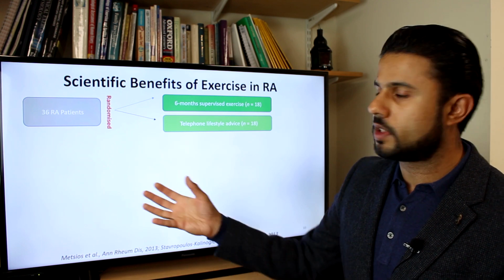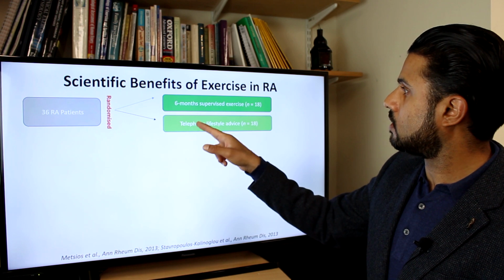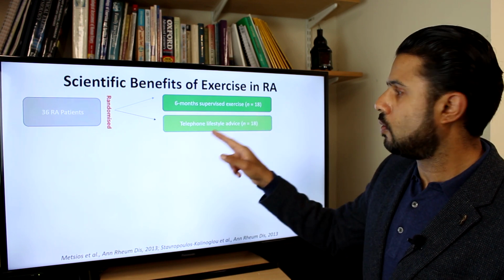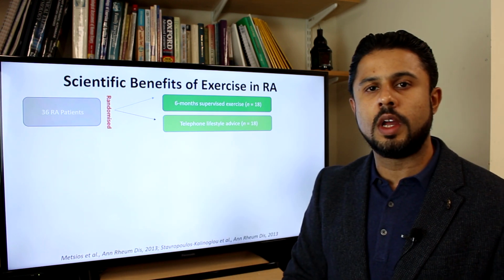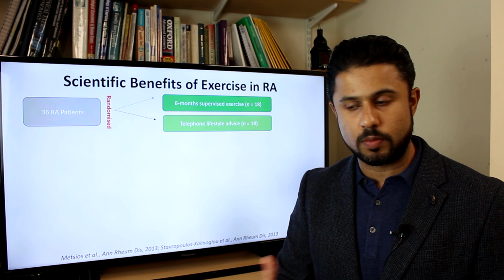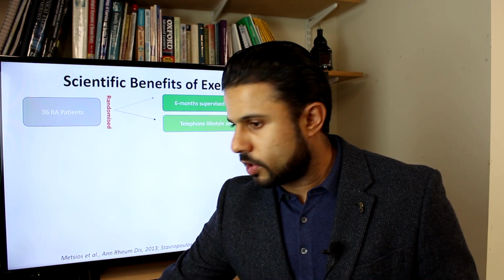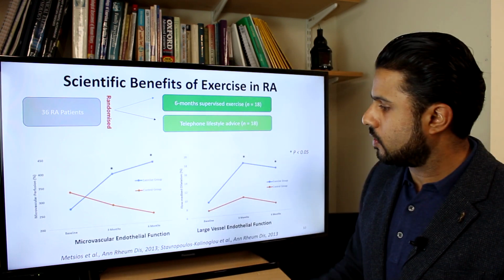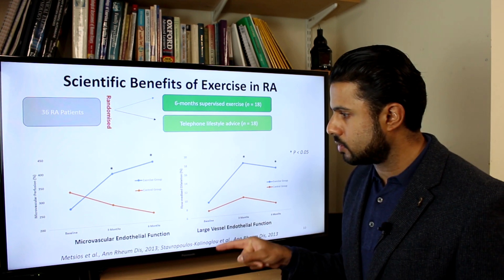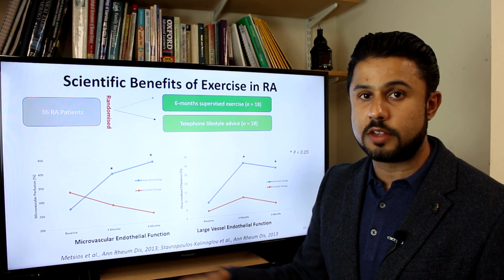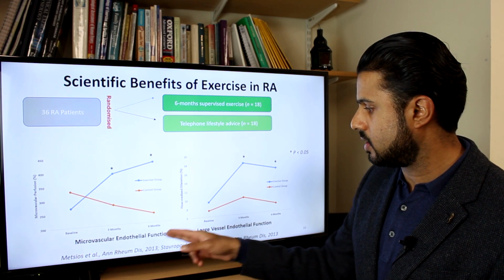So we recruited 36 rheumatoid arthritis patients, and they were randomly allocated to either a 6-month supervised exercise program or a control group where they would just be given telephone advice about exercise and healthy living. These patients were in this program for 6 months, and we were doing these measures of blood vessel health in the small vessels and in the large vessels, and we took some baseline measurements as you do before you start an intervention, and we repeated those measures again at 3 months and 6 months.